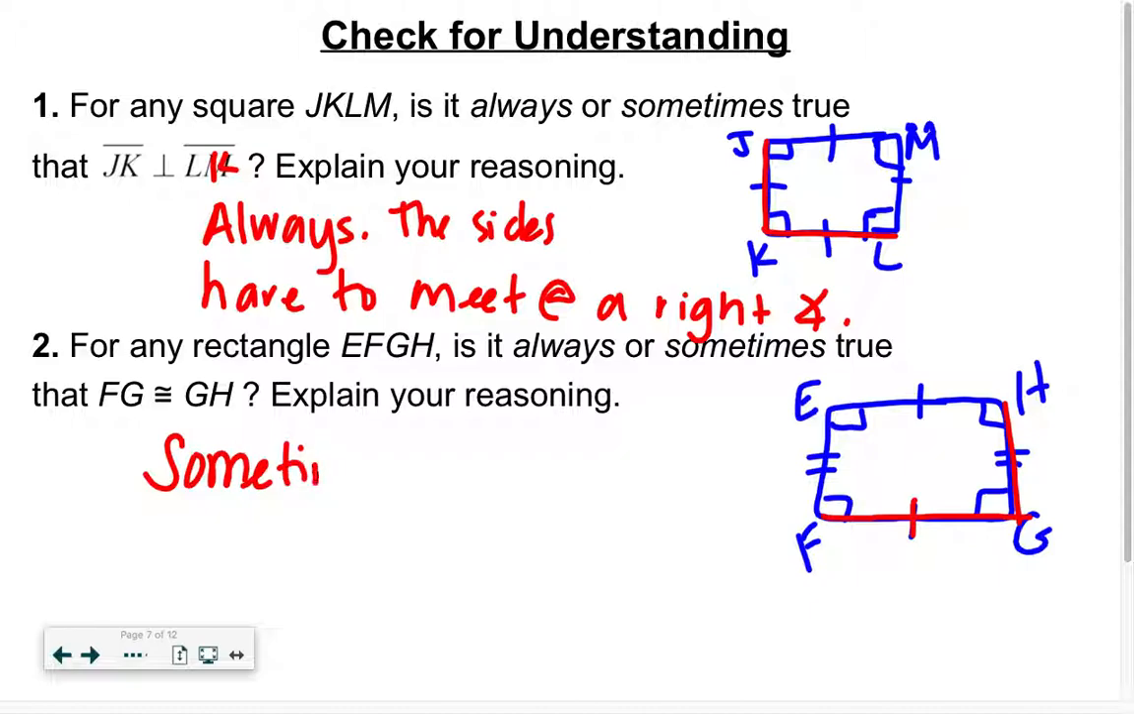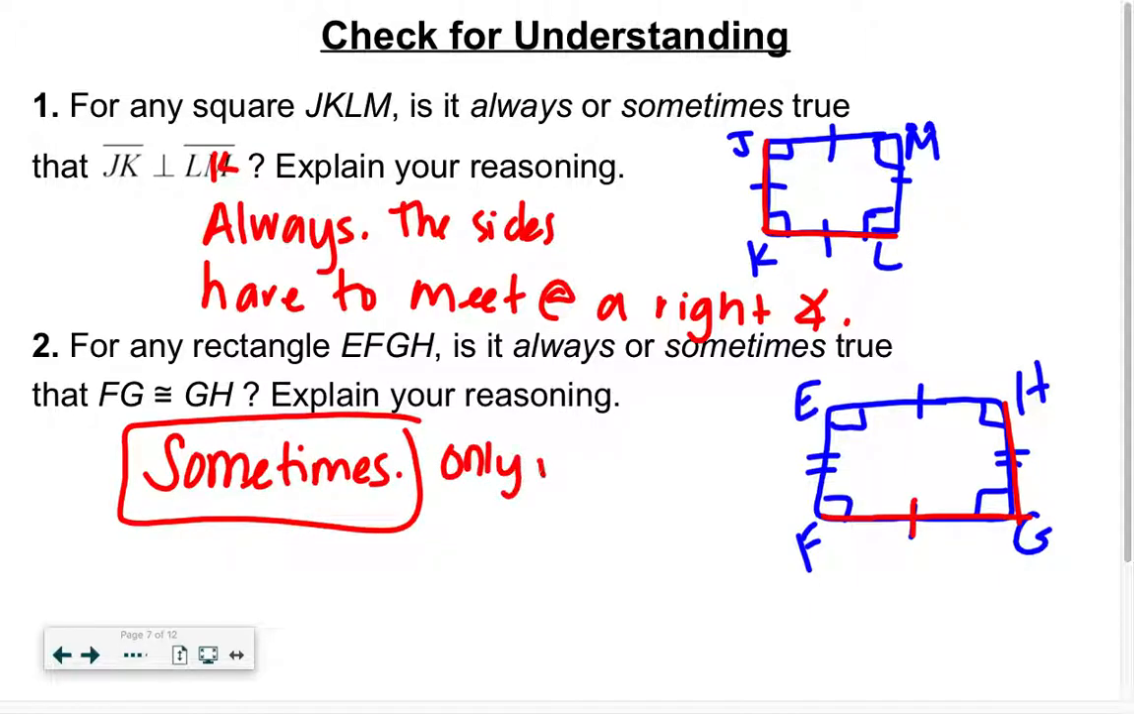Sometimes true, only if it's a square. Because again, a square is a special type of rectangle. Only if it's a square would that be true.